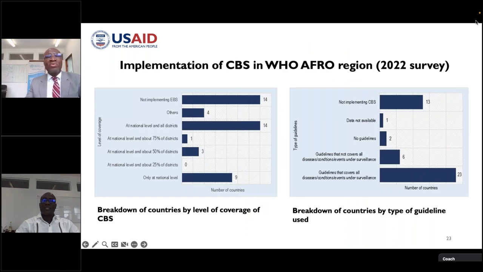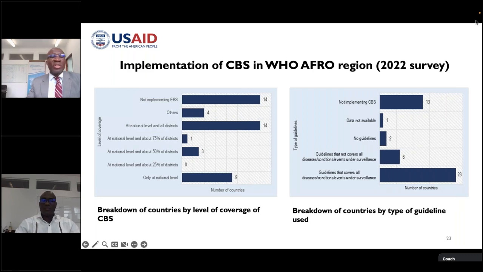I just wanted to go back to some of the earlier results from a survey that we conducted back in May 2022, last year, which shows some of the results around event-based surveillance and community-based surveillance in terms of implementation levels. I can quickly summarize: out of the 45 countries that responded to the survey, about 31 reported that they implement EBS overall. But when you look closer, only 14 of them implement EBS at national level and also at district level. There are another 14 countries that do not implement EBS at all, 9 countries implement at national level only, and 3 where about 50% of their districts have some level of EBS.